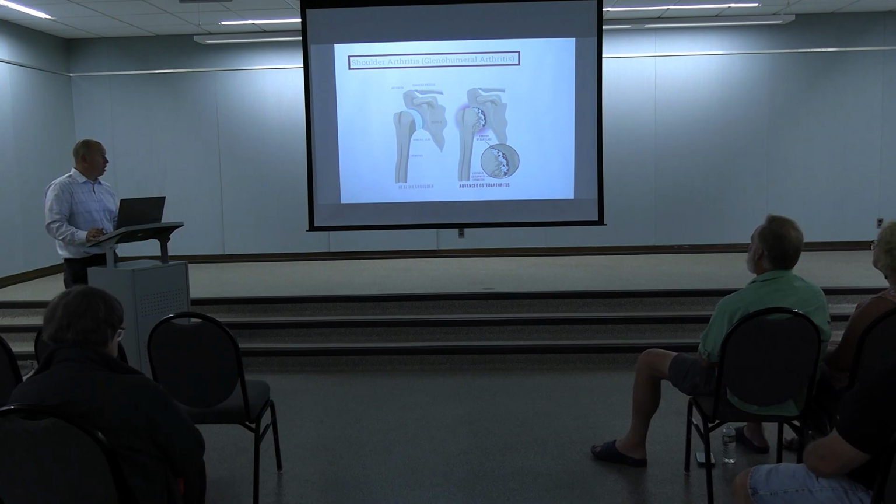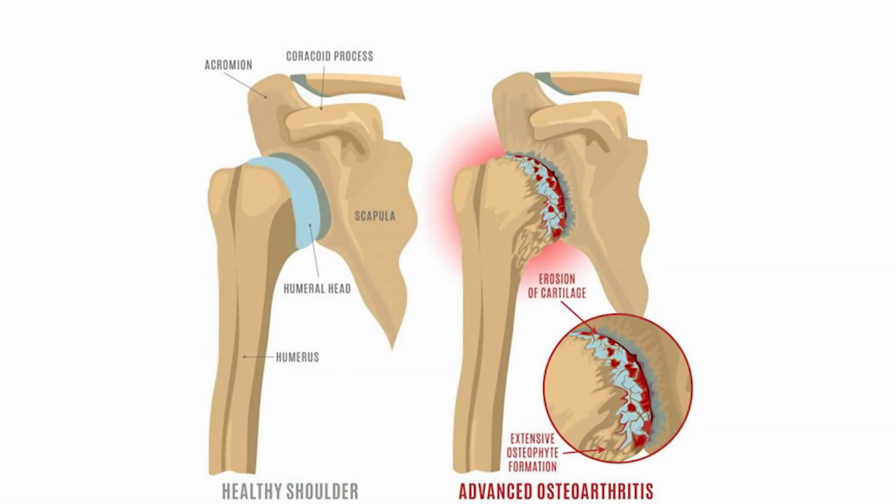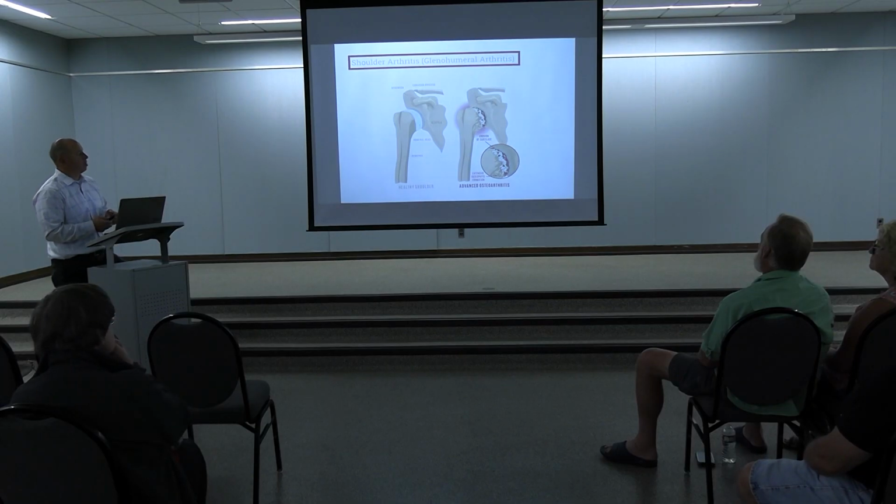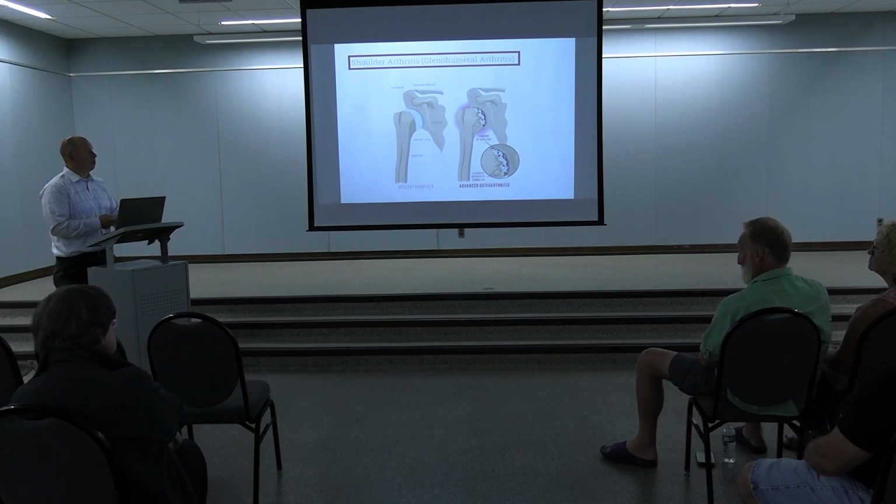So here's an illustration of what the glenohumeral joint, or the shoulder joint, should look like on the left. And then on the right, the breakdown of that cartilage. You're going to get bone spurs depending on the degree of degeneration, and those bone spurs can be quite significant. In severe cases, you can basically, for lack of a better term, develop a square peg in a round hole.